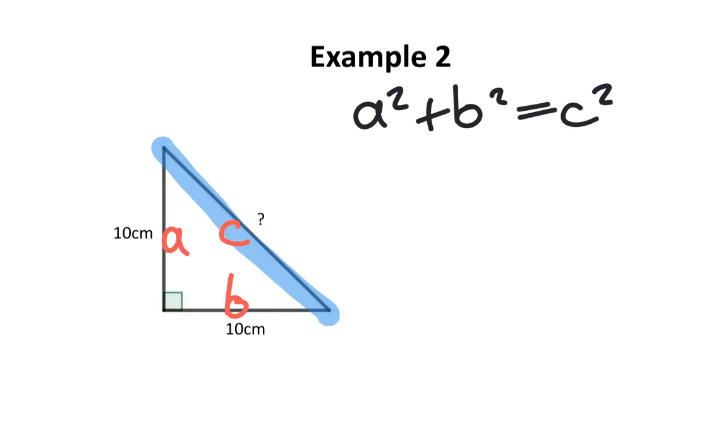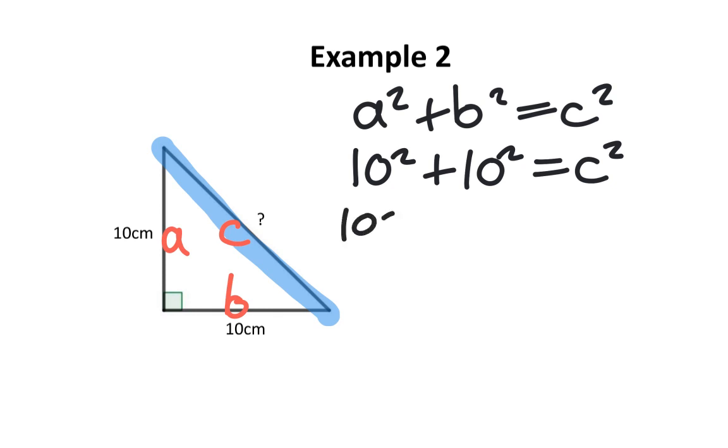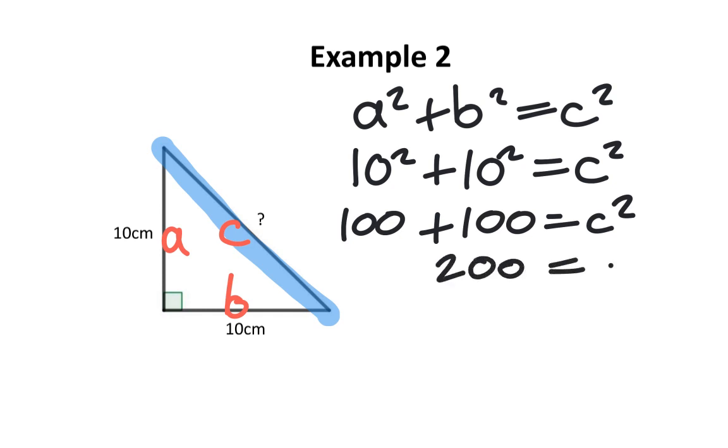We already know that A has a length of 10, and we know that B has a length of 10 as well. Next, we need to do BEDMAS, which means we need to do the exponents before the addition. 10 to the power of 2 is 10 times 10, which is 100. And 10 to the power of 2, again, is 10 times 10, which is 100 as well. 100 plus 100 gives you 200.